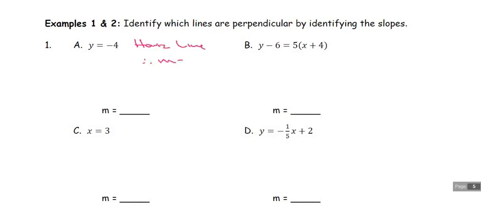Therefore, our slope is 0. Okay, because this could be written as y equals 0x minus 4. B, this is point slope form. And hopefully you remember from previous units and from yesterday's lesson, the slope is what's right in front of the parentheses there in point slope form. I'll write it again.